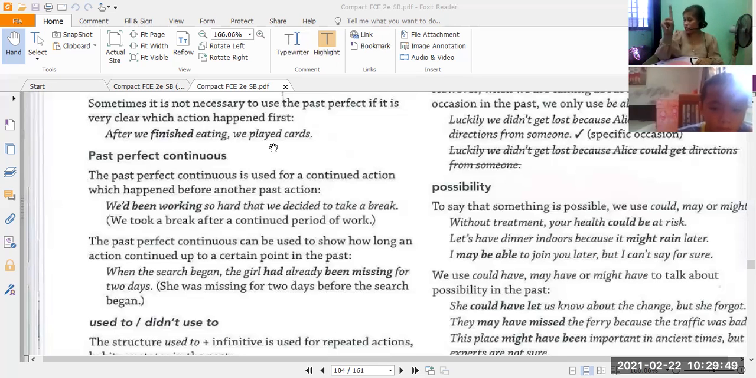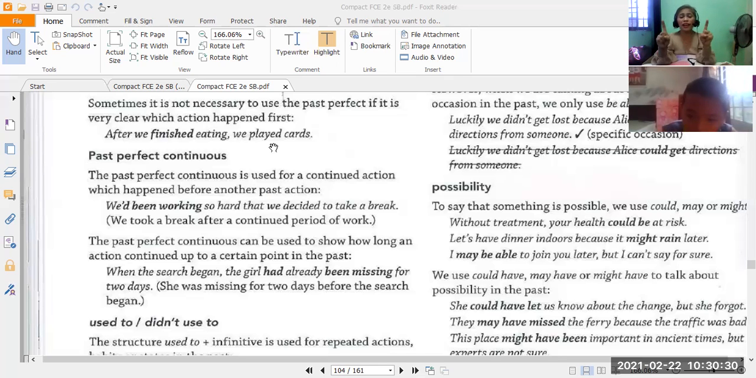Okay, look at this. This is the first action. So before the first action, there is already another past action that happened. Okay? Did you understand that? Did you get me? Look at my finger. Okay, this is the past. Okay, the first action. So when the first past action happened, there is already another past action that happened before this one. Before this one, there is already another past action. Okay, that makes it past perfect continuous.